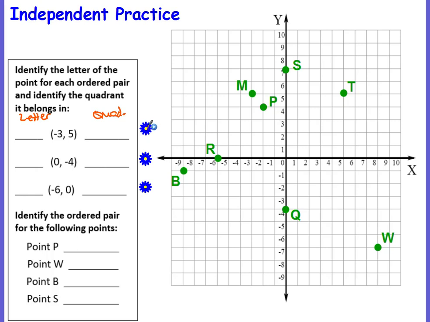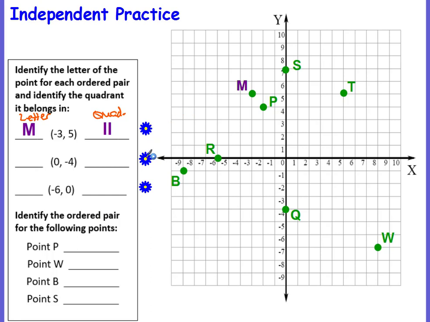Okay, let's see how you did. The point negative 3, 5 is located at point M, letter M, which is in quadrant 2. If you make your big C, quadrant 2. Go ahead and try the next example, 0, negative 4. Pause the video, come back when you have your answer.